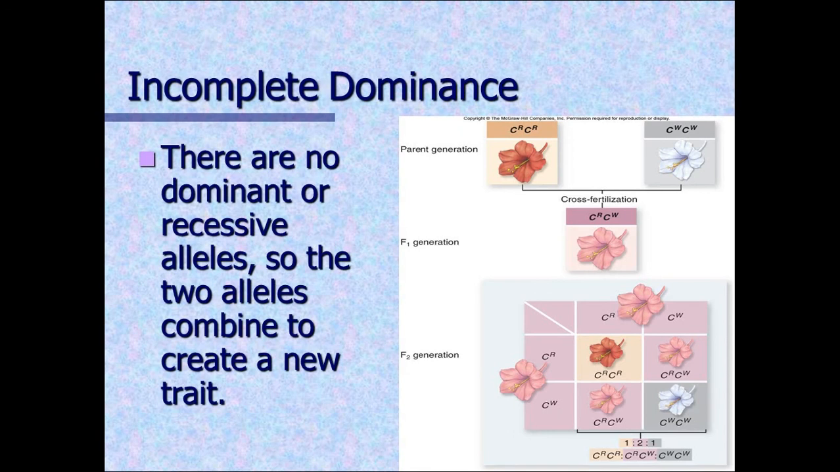If you take two of these pink flowers in an F2 generation and cross them, you get a red flower, a white flower, and two more pink flowers, a 1 to 2 to 1 ratio.